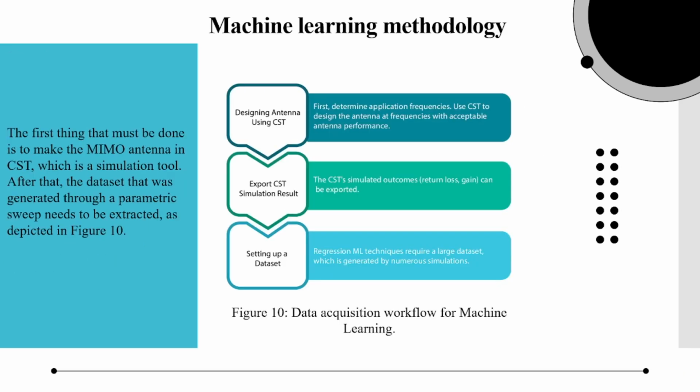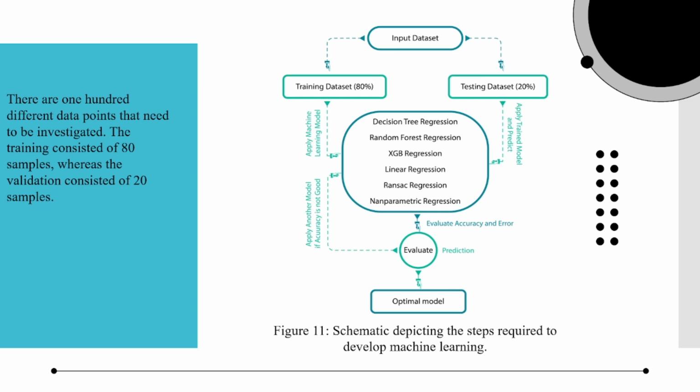And these are the machine learning techniques. This is how we extract the data from the CST: first designing the antenna in CST, then exporting the data from CST, and then preparing the dataset for machine learning. This is the flowchart for the machine learning. And the second thing is how we train the data, evaluate, and predict the results.